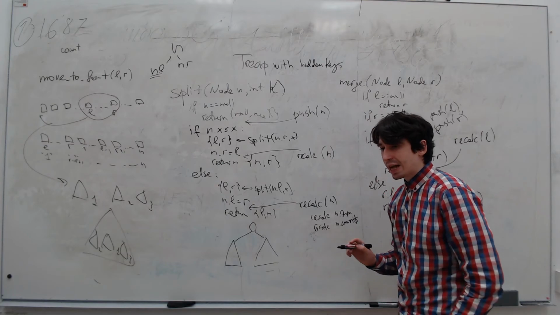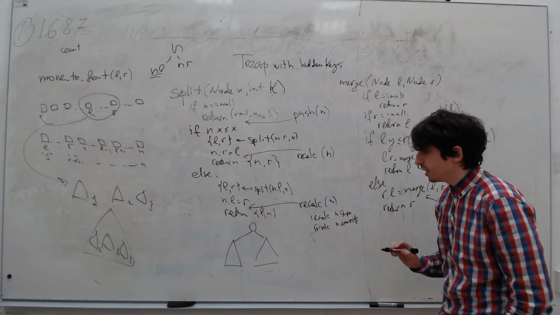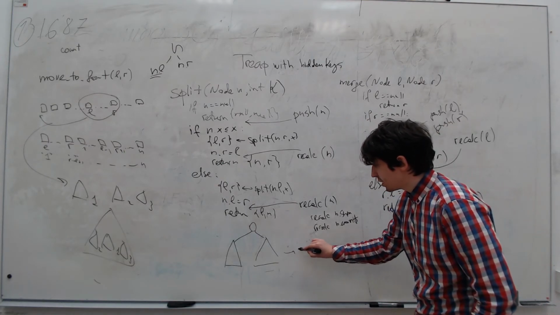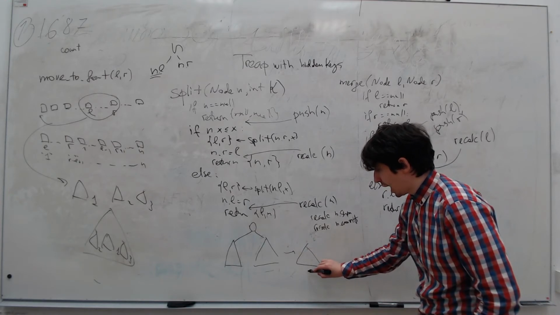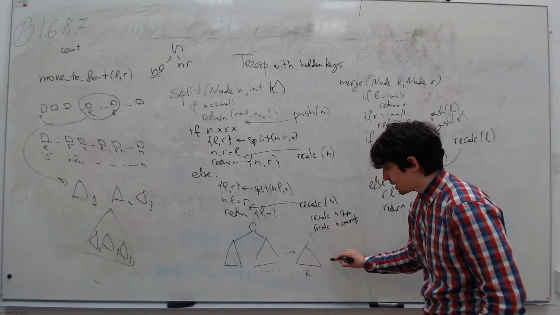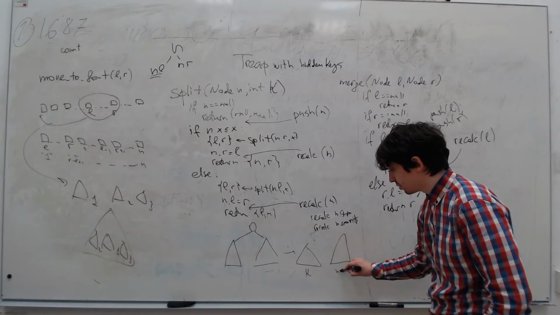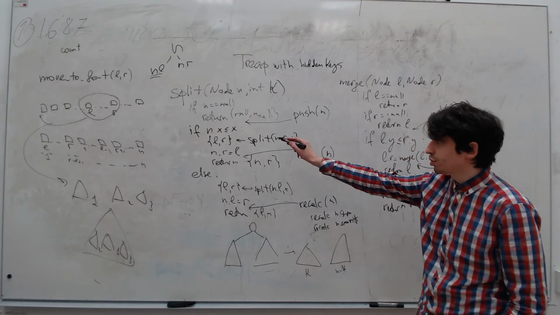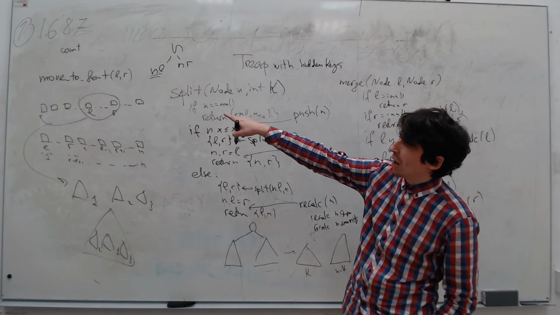And you want to split the tree in such a manner that the left subtree will have k elements and the right subtree will have n minus k elements. So how to do that when we know count?